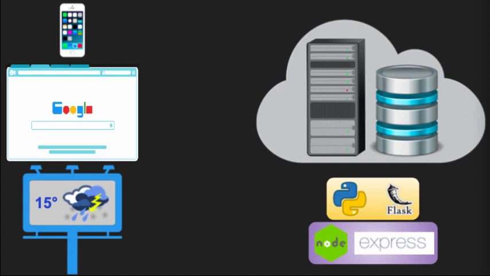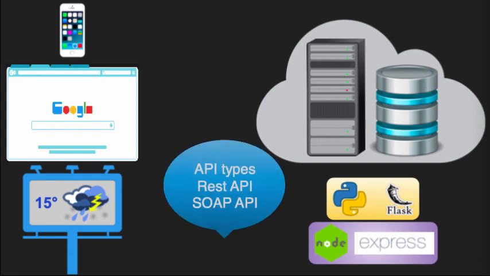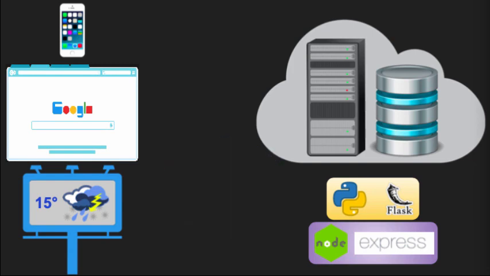The response is returned to the client, which can be a mobile app, a web browser, or maybe a digital billboard. Digital billboards are the digital signs you can find on the street or inside shopping malls, displaying, for instance, updated weather information. There are two main types of APIs, REST and SOAP. Explaining the difference is out of the scope of what we are doing here, but I have to mention that we are building a REST API.